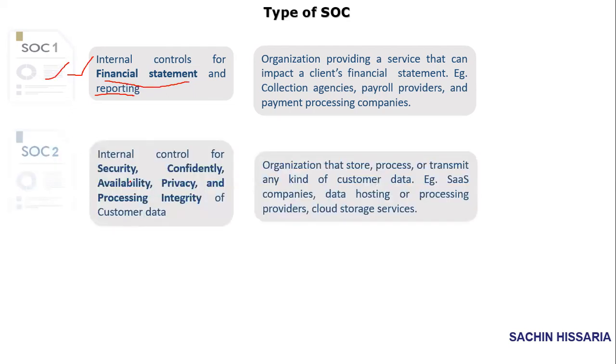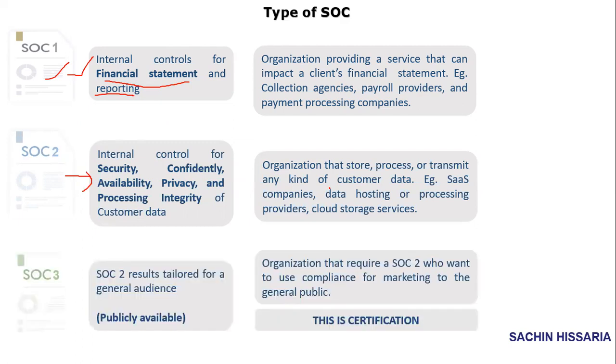Okay, now SOC 2 audit. So SOC 2 audit is for internal control for security, confidentiality, availability, privacy, and processing integrity. So all these are again trust service criteria. So the SOC 2 report is conducted on the basis of the trust service criteria. Okay, so this is a SOC 2 report where you verify the internal control for security, confidentiality, availability, privacy, and processing integrity. Okay. Now SOC 3.